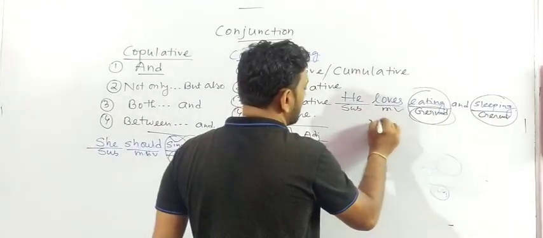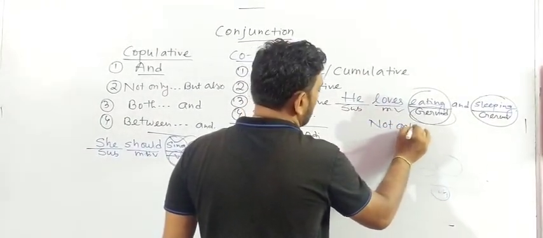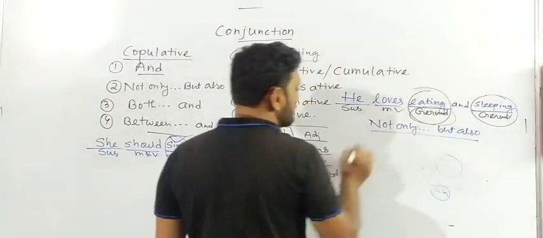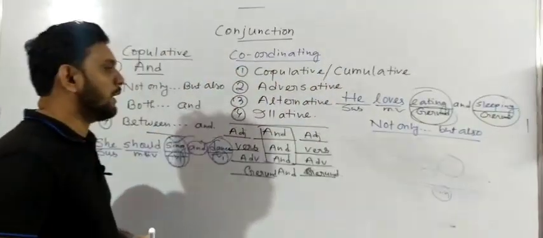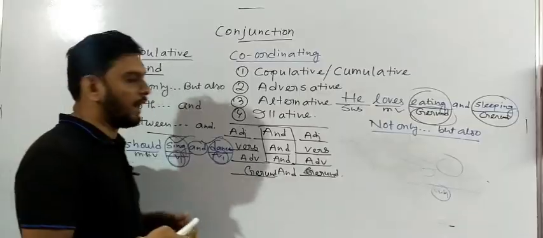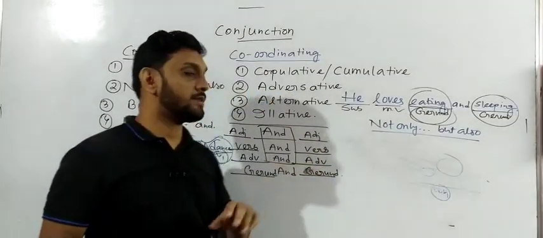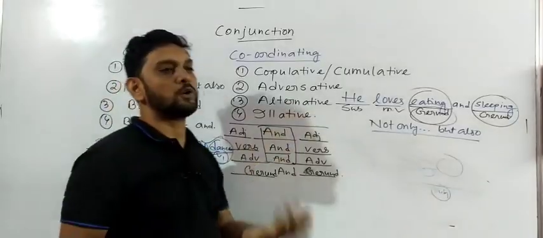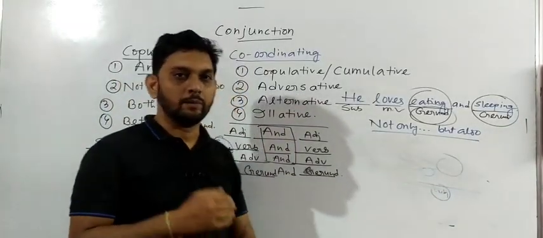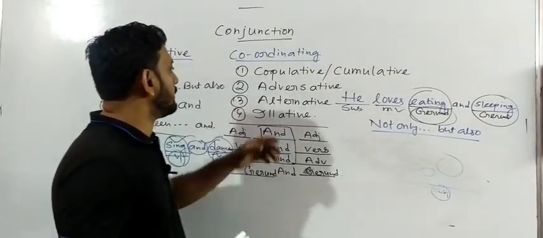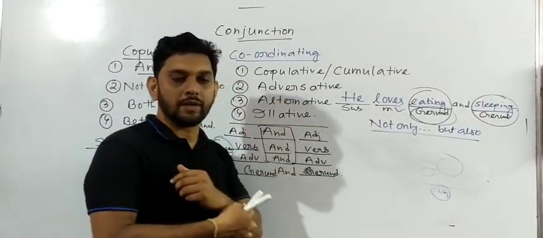Not only but also. What is the function of not only but also? Before starting, I want to tell you that not only but also is a copulative or cumulative conjunction.